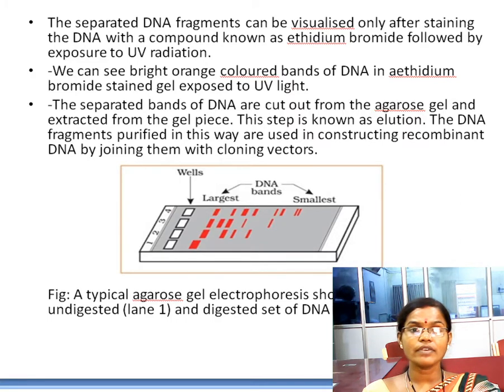Now from this we will get two questions. One is a 5-mark question and the other one is a 1-mark question. Question 1 (5 marks): Explain the process of separation and isolation of the DNA fragments by using gel electrophoresis. And the other one is: define elution. That is a 1-mark question. And the other one is: name the chemical component added in the gel electrophoresis. That is a 1-mark question.